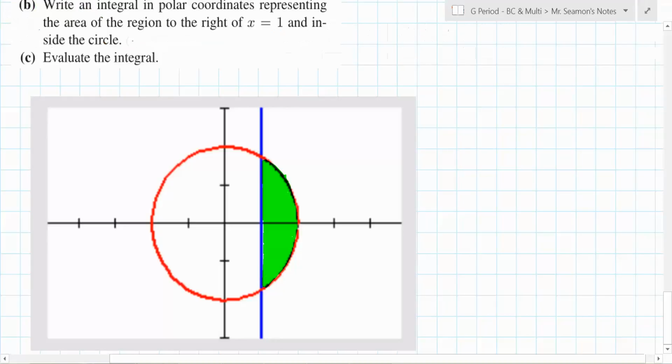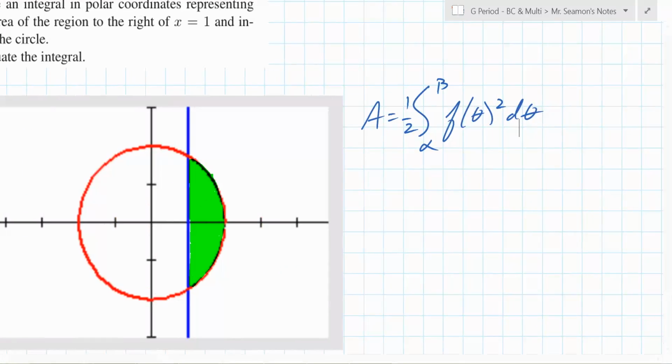No. That's the equation for the actual function, but what's the area function for polar land? The area is going to be equal to 1/2 the integral from alpha to beta of f theta squared d theta. Well, the function is r theta. Yeah, so correct. You could say r theta. Correct. Nice.